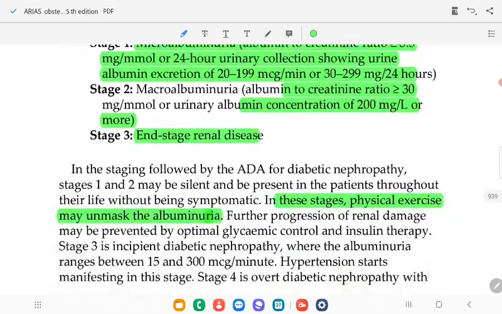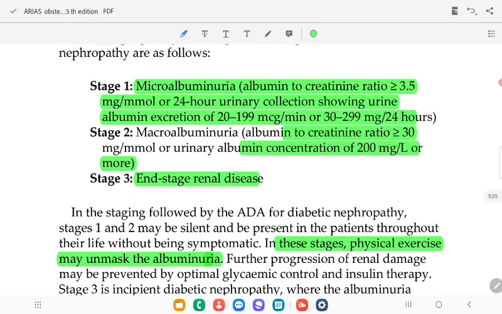These are some stages: microalbuminuria, macroalbuminuria, end-stage renal disease. Microalbuminuria: albumin creatinine ratio more than 3.5 mg per millimole, or 24-hour urine collection showing albumin excretion of 20 to 190 microgram per minute, or 30 to 299 mg per 24 hours. Macroalbuminuria: albumin creatinine ratio more than 30 mg per millimole, or urine albumin concentration 200 mg per liter or more.